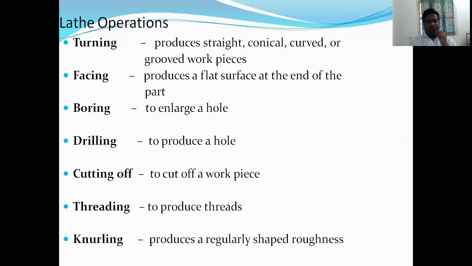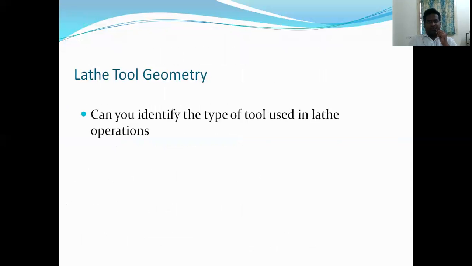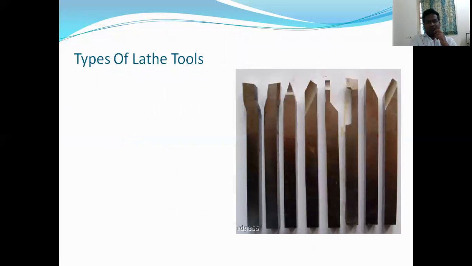And now we are moving to the lathe tools, the tools which do the operation. We are going to discuss them, right? We have different sets of tools. Before discussing the lathe tool geometry, first of all we have to discuss the types of tools. After that we will discuss the types of lathe tool geometry. Now we are moving to the types of tools.